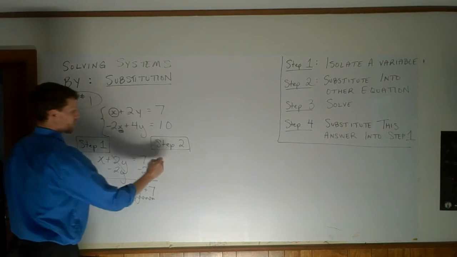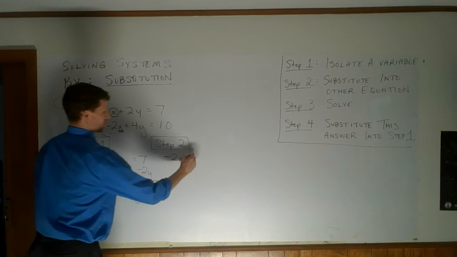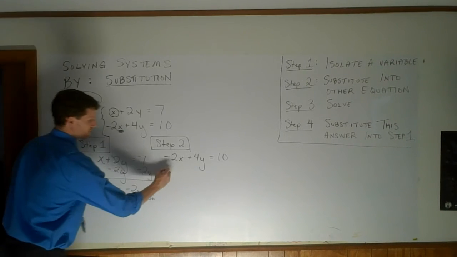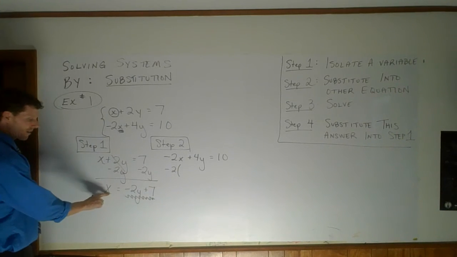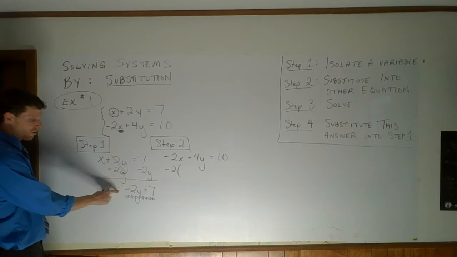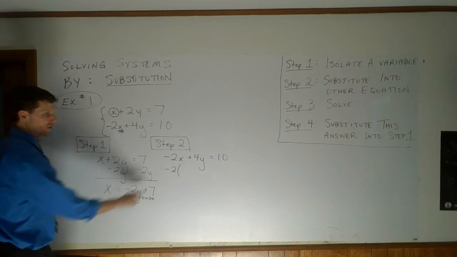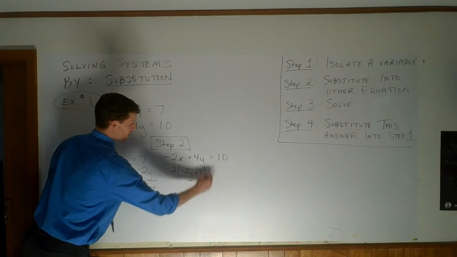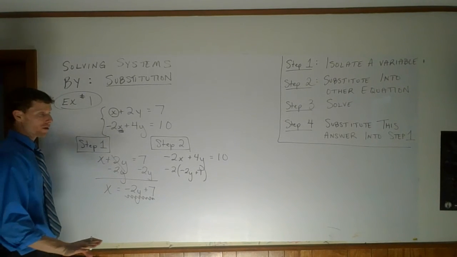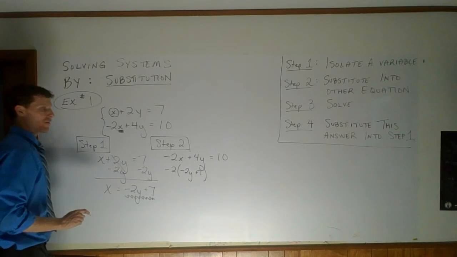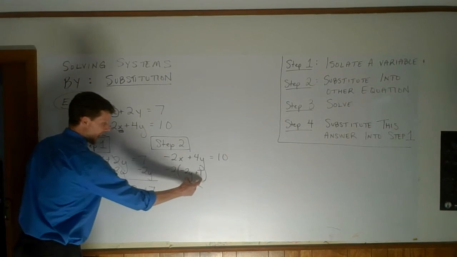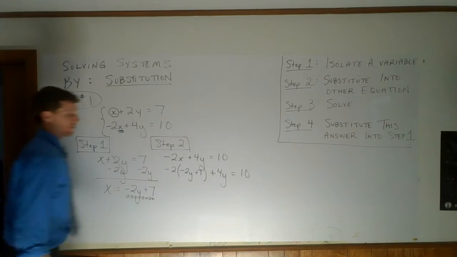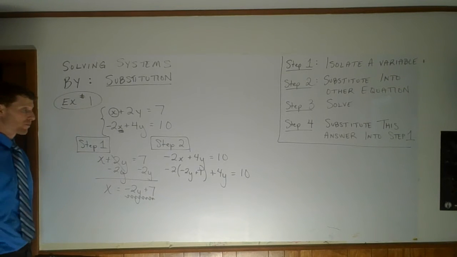So I'm going to rewrite this equation. And now substitute. In place of that x, I'm going to take what x is equal to. X is equal to negative 2y plus 7. So x can be rewritten as negative 2y plus 7. Now it's really important that you then get everything else that's part of this equation. We have negative 2x plus 4y equals 10. That's the end of step 2.